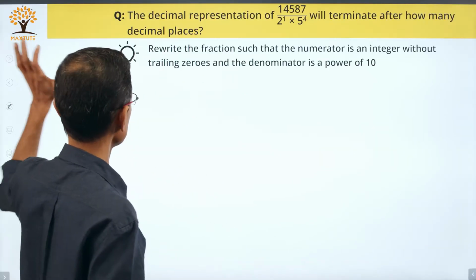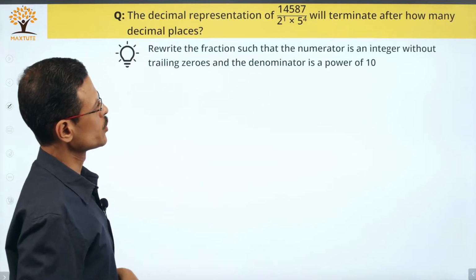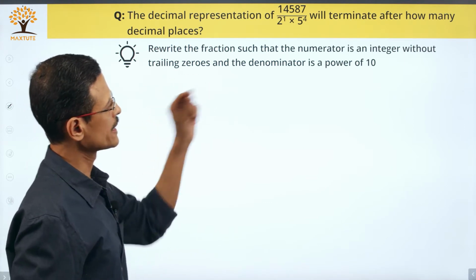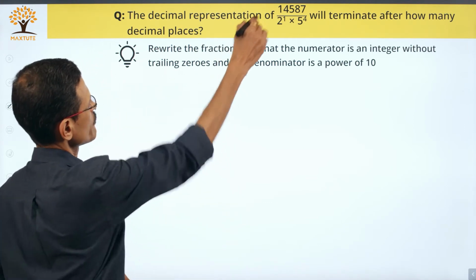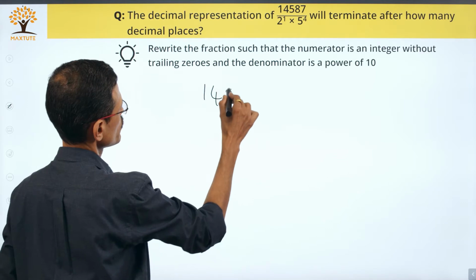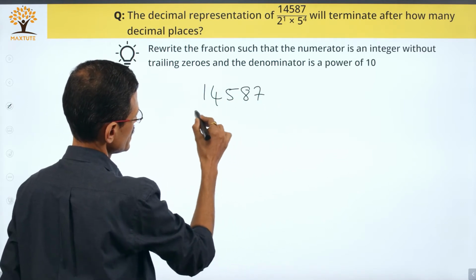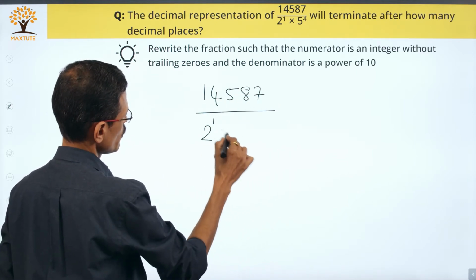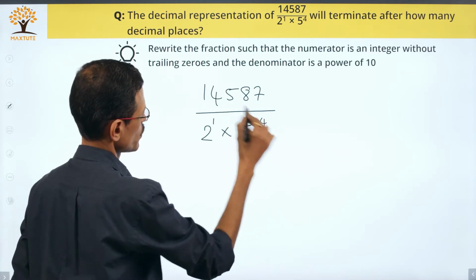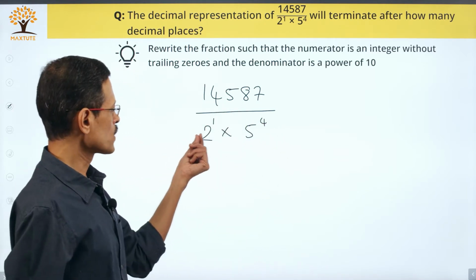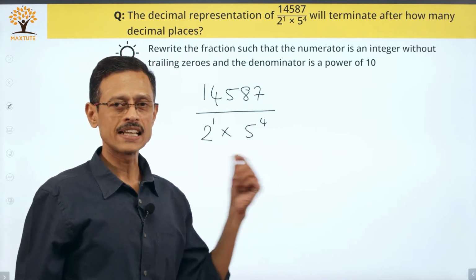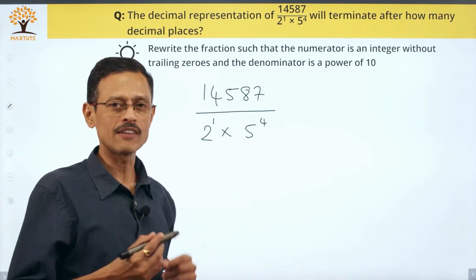Quickly run through what I mentioned here. Rewrite the fraction such that the numerator is an integer without trailing zeros, and the denominator is a power of 10. The fraction that we have is 14587 divided by 2 raised to the power of 1 times 5 raised to the power of 4. The 2 and 5 will give a 10 in the denominator, but we'll have 5 cube after that.